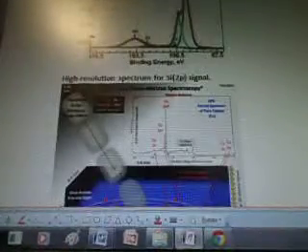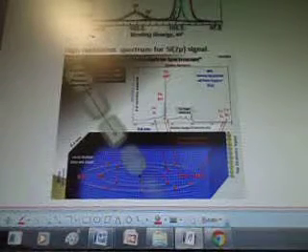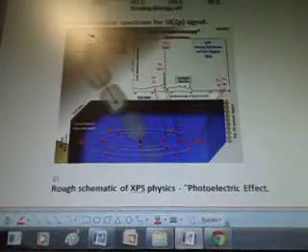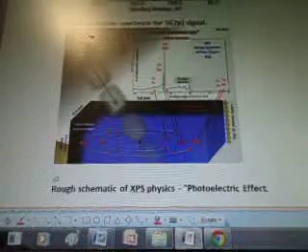Then we have the high resolution spectrum for Si 2p signals. So it's XPS equals X-ray photon electron spectroscopy, X-rays in, electrons out, inside vacuum, aluminum X-rays, photons, energy. So we're talking about photon energy with the UFO spaceship. So this data is going to be used for something.